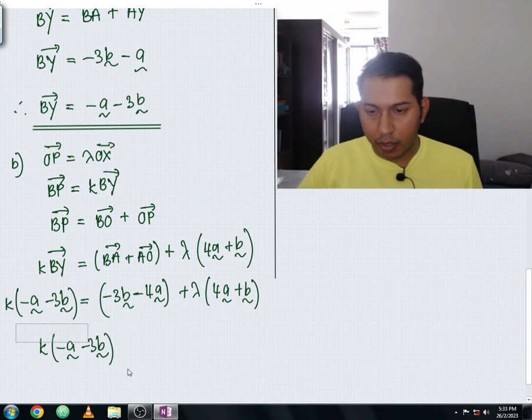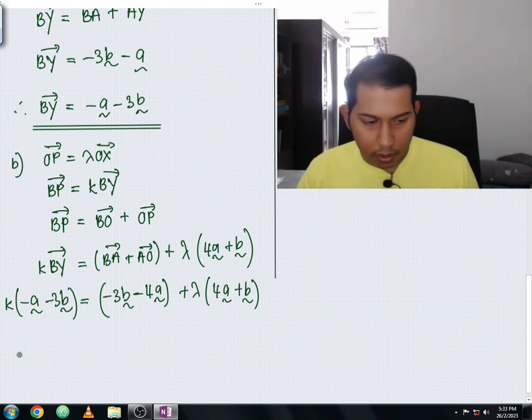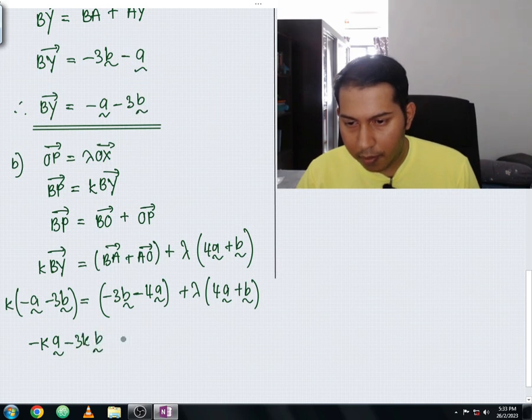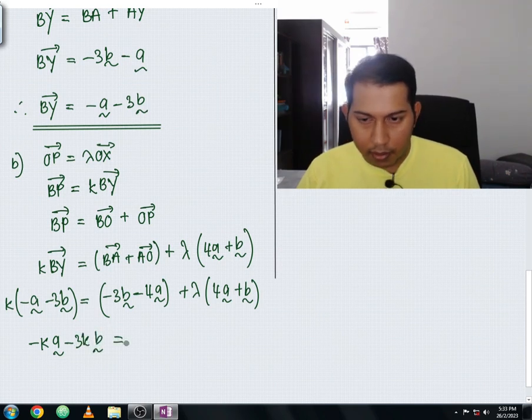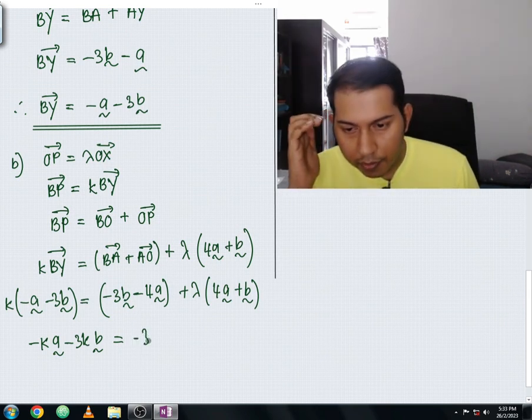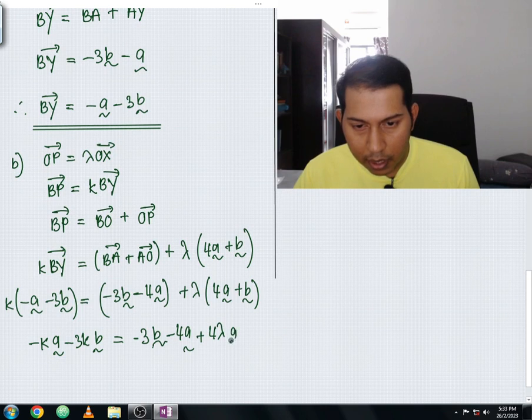Okay, so from here we're going to expand the constants respectively. So from here, negative ka minus 3k component b is equal to negative 3b minus 4a plus 4 lambda a plus lambda b.